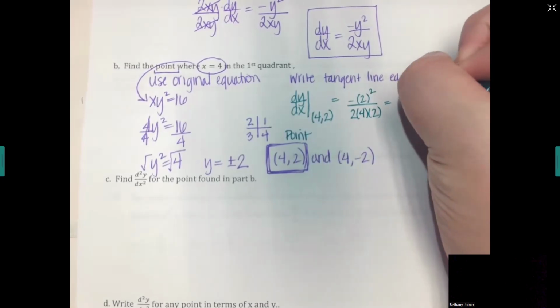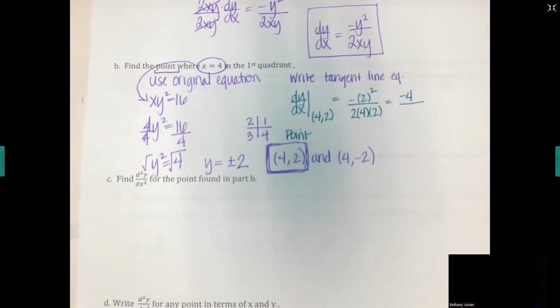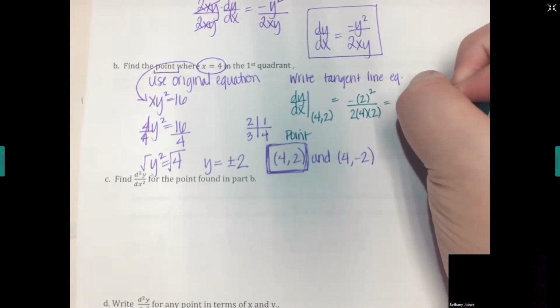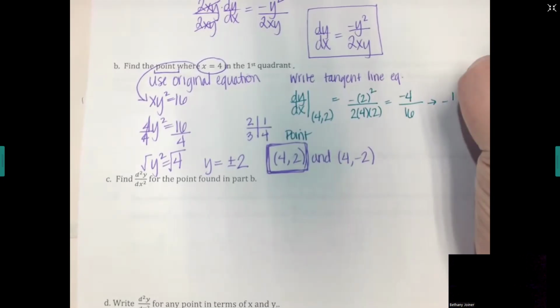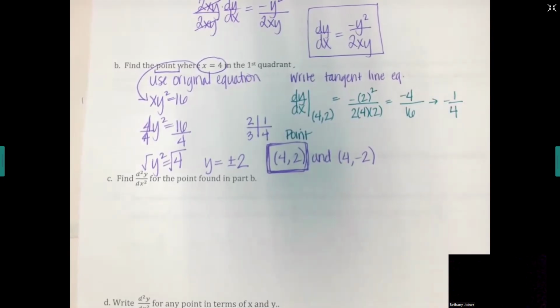Negative 4. Okay, and then question, will the negative go away when we square it? No, because you're squaring the 2, then you're applying the negative, right? Okay, on the bottom, 2 times 4 times 2. Okay, which is going to reduce to... Okay, yep, so we divide by 2, it'd be 2 over 8. Divide by 2 again, it'd be 1 over 4. Okay? So from there, you only need those 2 ingredients.